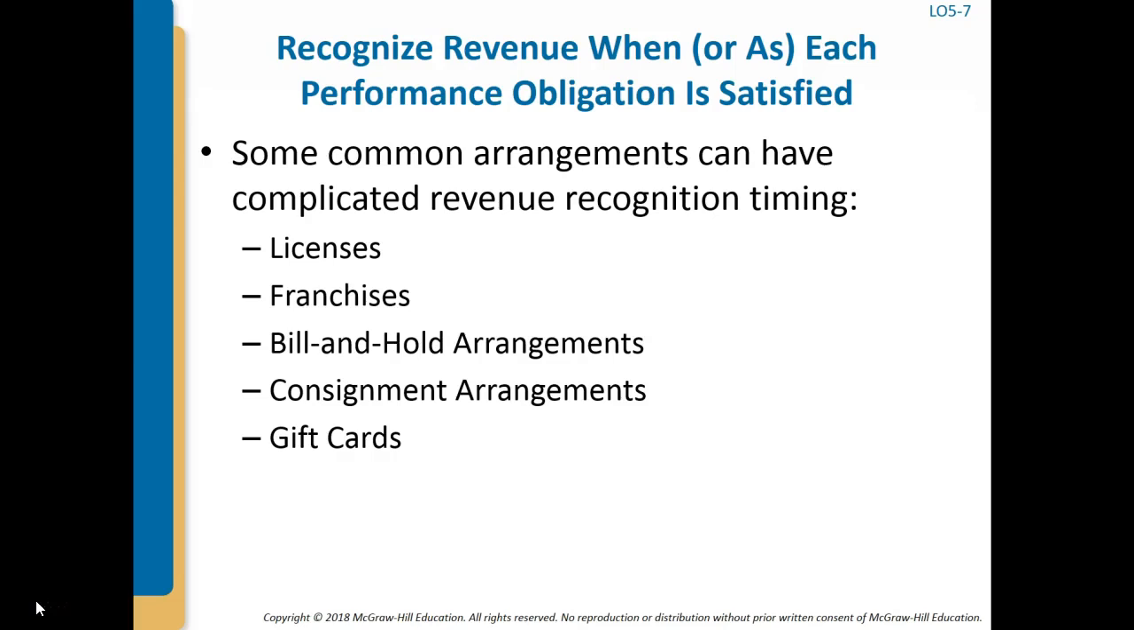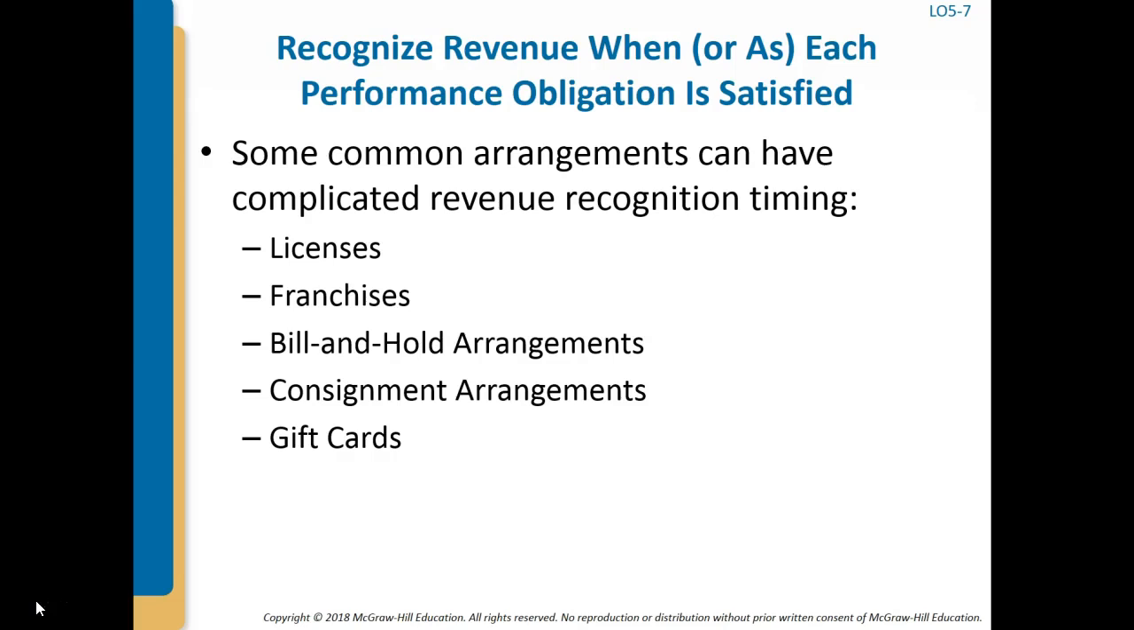A bill and hold sale involves an arrangement where a customer purchases goods but requests that the seller not ship the goods until a later date. Since the customer doesn't have physical possession of the asset until the seller has delivered it, transfer of control has not occurred, so revenue typically wouldn't be recognized until actual delivery to the customer occurs.